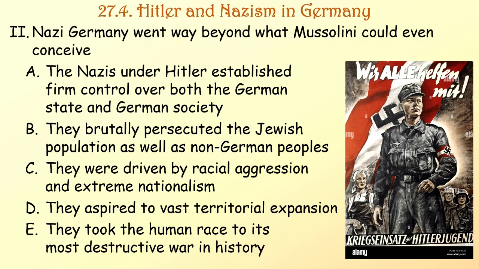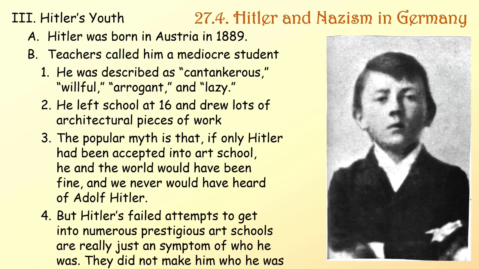Nazi Germany went way beyond what Mussolini could even conceive. The Nazis under Hitler established firm control over both the German state and German society. They brutally persecuted the Jewish population as well as many non-German peoples. They were driven by racial aggression and extreme nationalism. They aspired to vast territorial expansion, and they took the human race to its most destructive war in history.